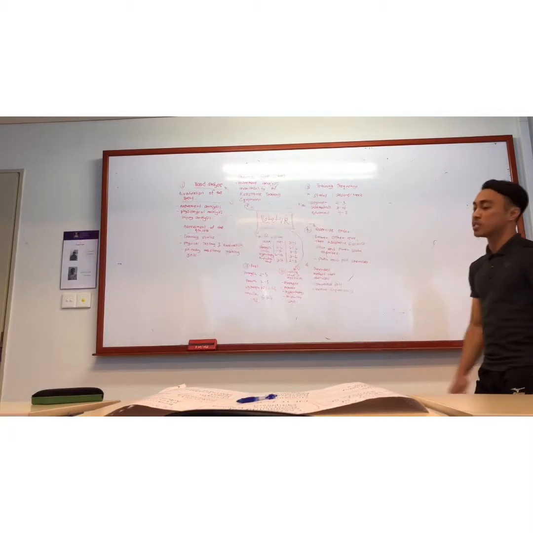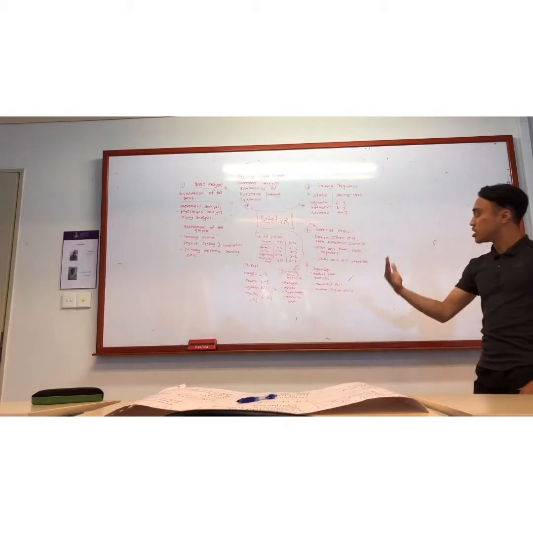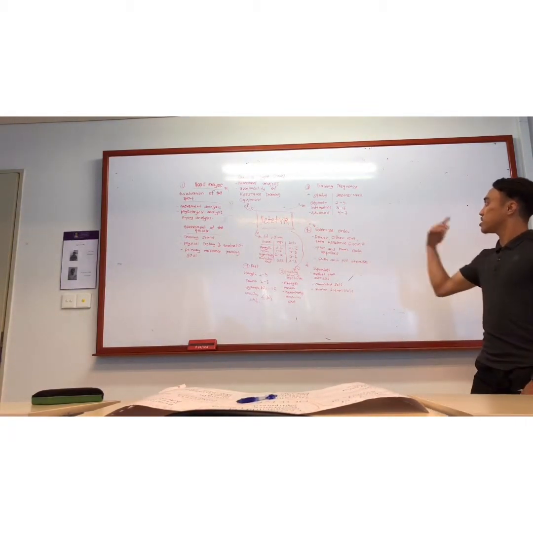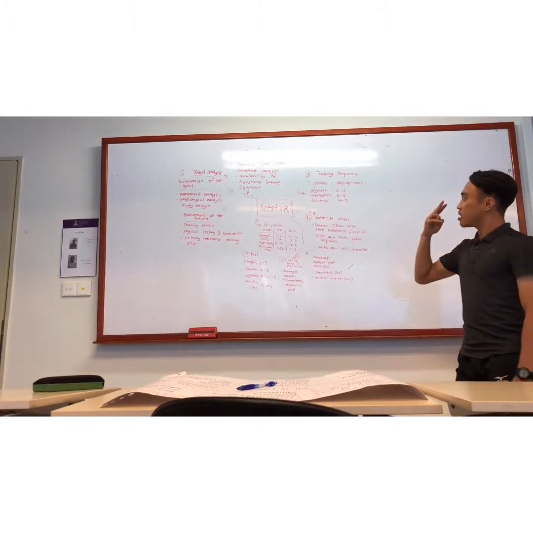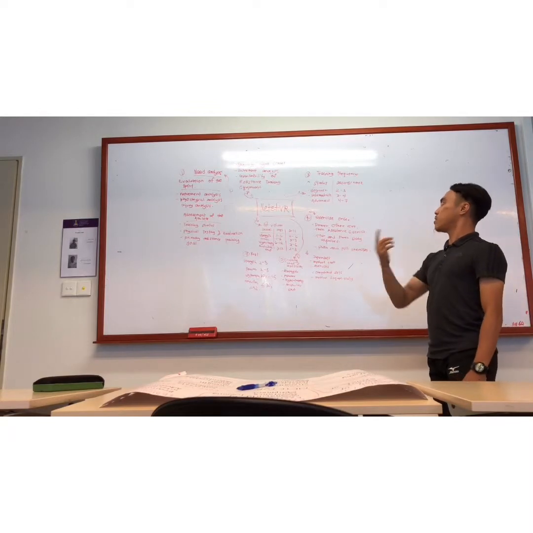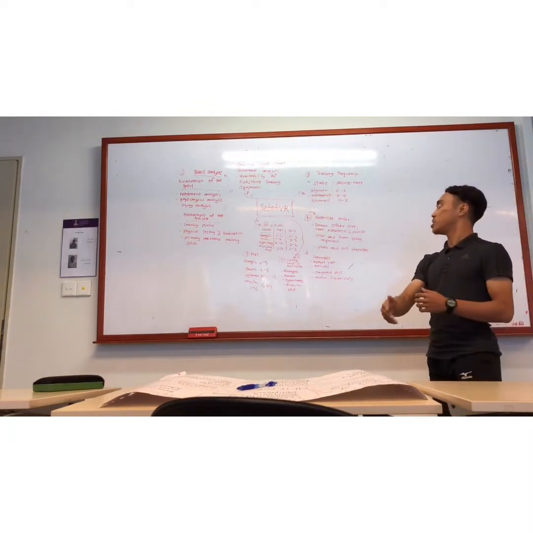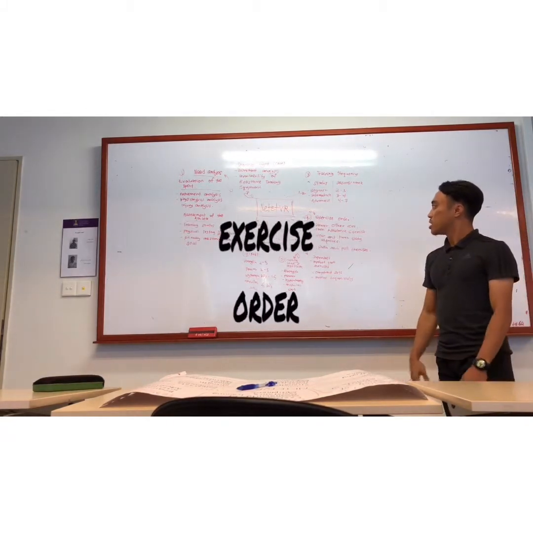So for training frequency, we can see the status of an athlete: beginner, intermediate and advanced. The beginner's training session will be 2 until 3 weeks. Intermediate athlete we proceed to 3 until 4 weeks, and advanced athlete we proceed to 4 until 7 weeks for the training frequency. Okay, next is exercise order.